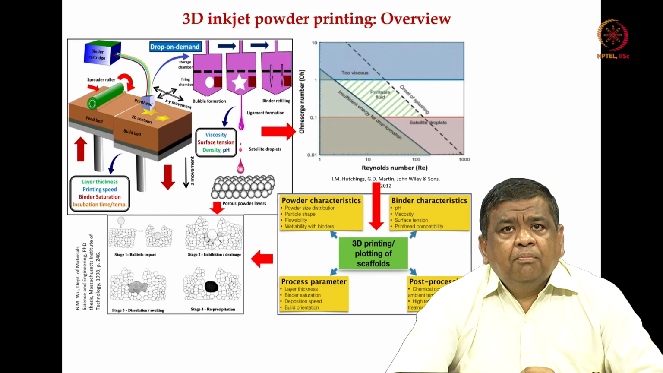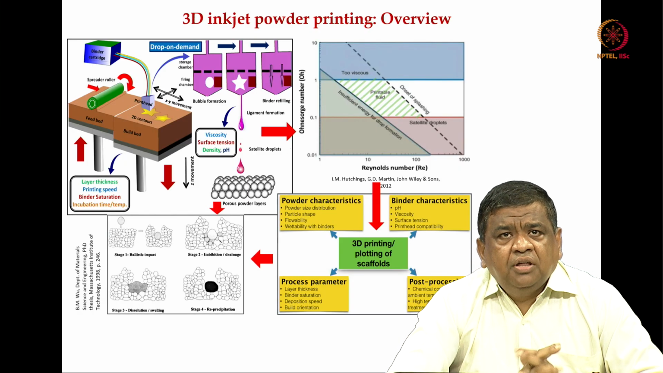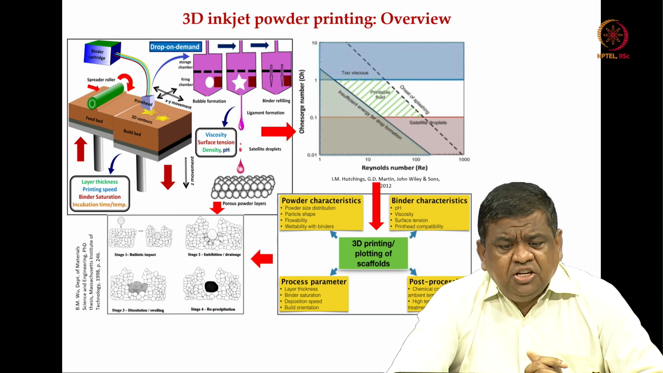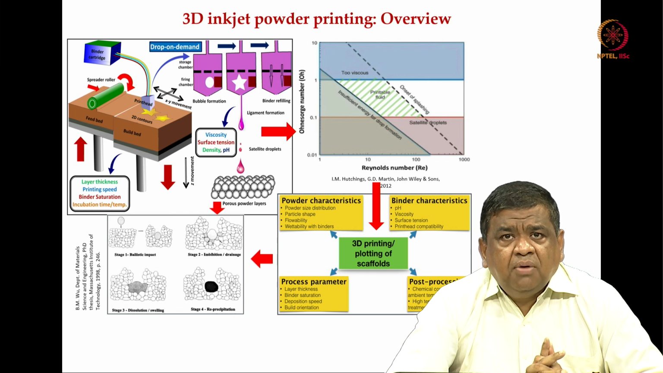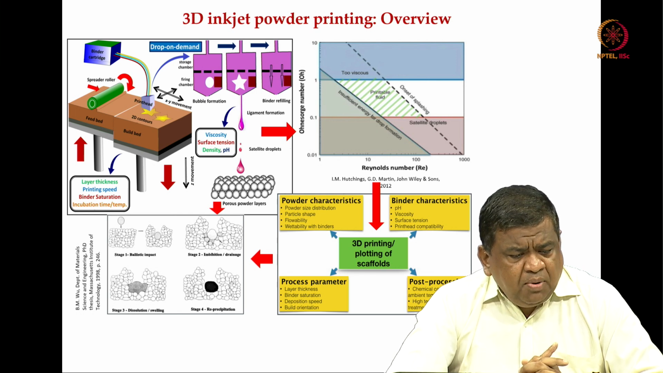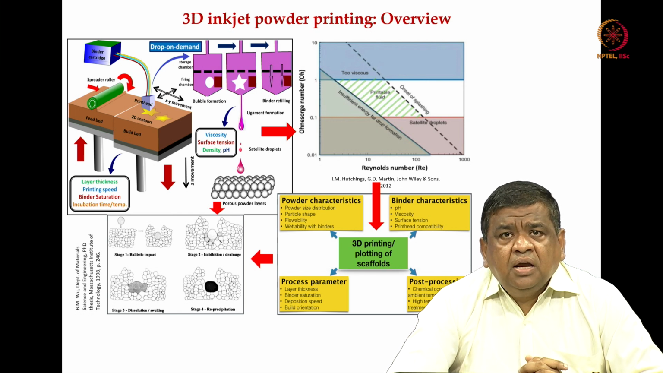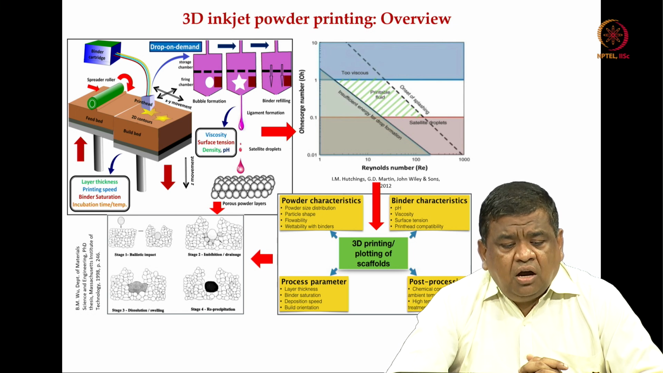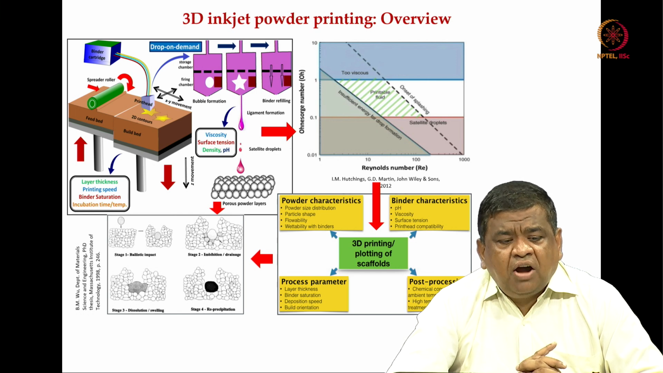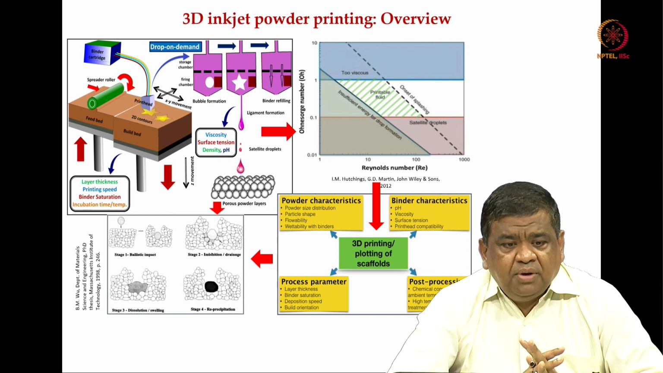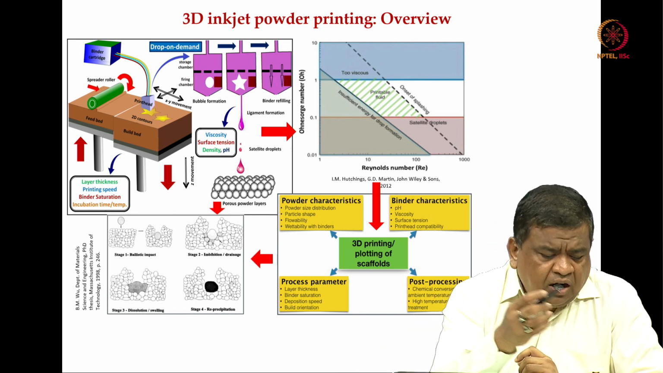Let us revisit the 3D inkjet powder printing, or 3D binder jet printing, or the overview of the 3D binder jet printing. Remember one thing, that in typical ISO literature, this particular technique is always referred to as binder jet 3D printing. However, in scientific literature you will find it mentioned as 3D inkjet printing or 3D inkjet powder printing, all are synonymous.